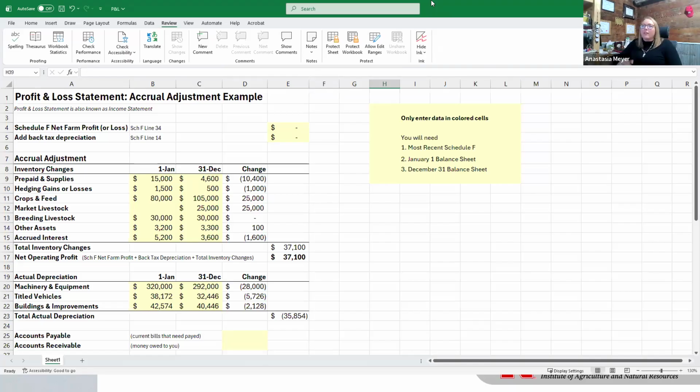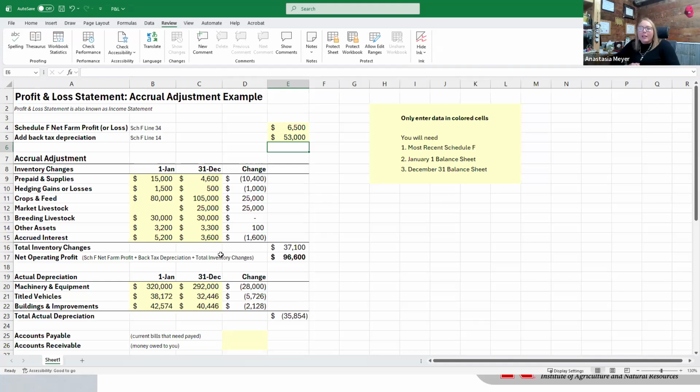Okay, so how this works is we're going to put in our Schedule F profit or loss, and it's on line 34 of your Schedule F. And I said that was $6,500. And then we're going to add back our tax depreciation. And we said that was $53,000. Okay. I already entered all of this information here, your accrual adjustment inventory changes, so that you guys wouldn't have to sit there and watch me change each line item. Okay. But then we'll see how this changes.